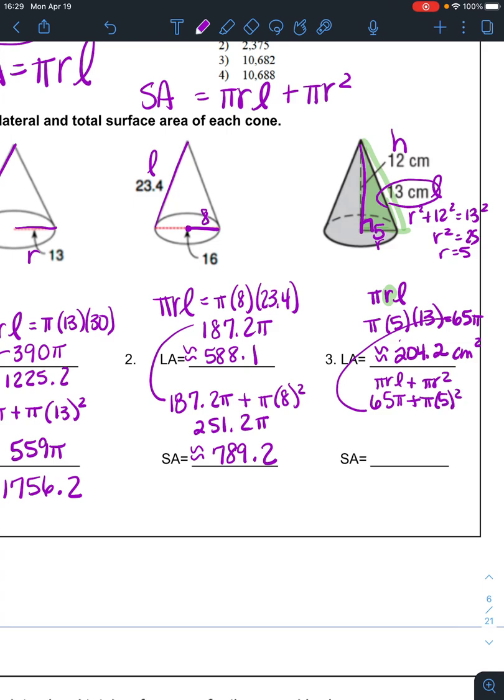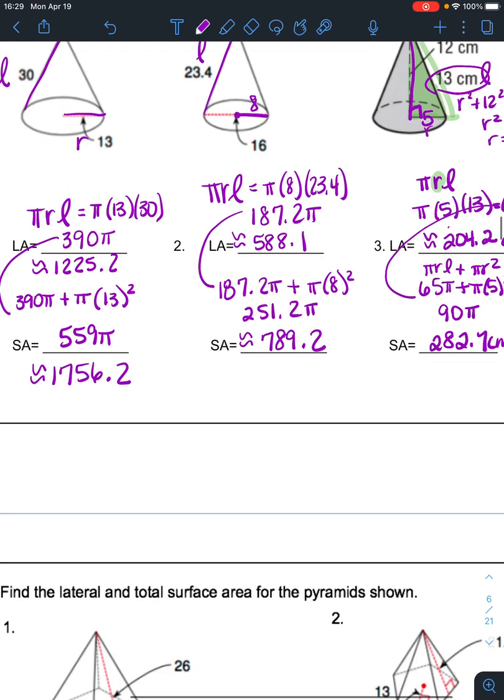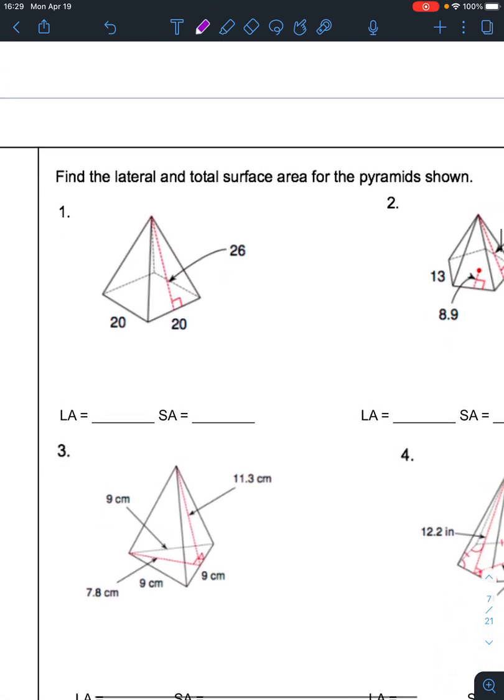Pi r squared, we already found our r. So if I add 65 plus 25, I get 90. So my exact surface area would be 90 pi, and multiply that out to get my approximate. I would get 282.7 centimeters squared approximately. Okay?